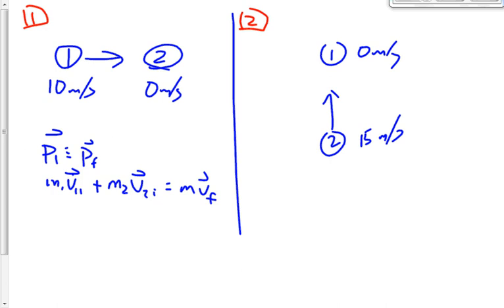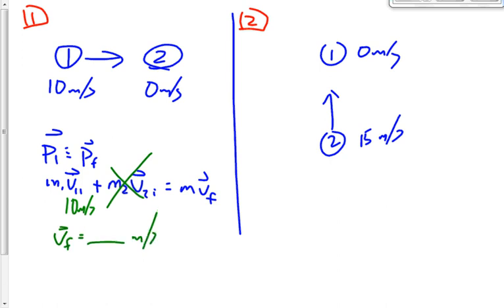m1, don't know what it is, but if this was a real question, we would. v1i is 10 meters per second. m2, again, we'd know it if it was a real question. v2i is what? It's right in front of us, literally staring us in the face. v2i is 0. Yeah, so we're going to cross that off. And then, of course, m is the combined mass. vf is likely what we'd be solving for there.